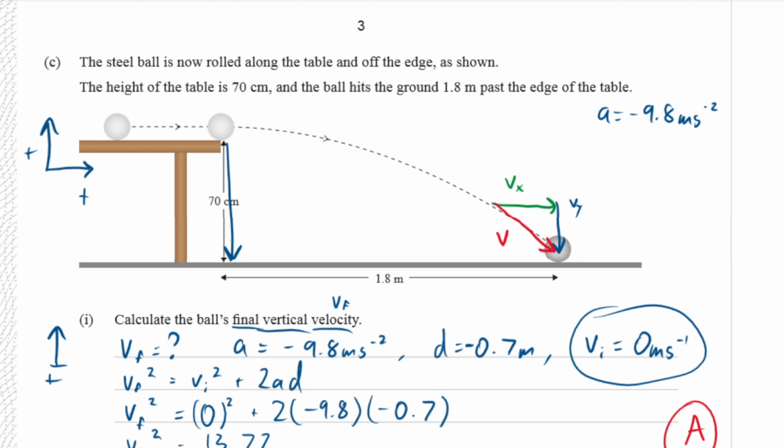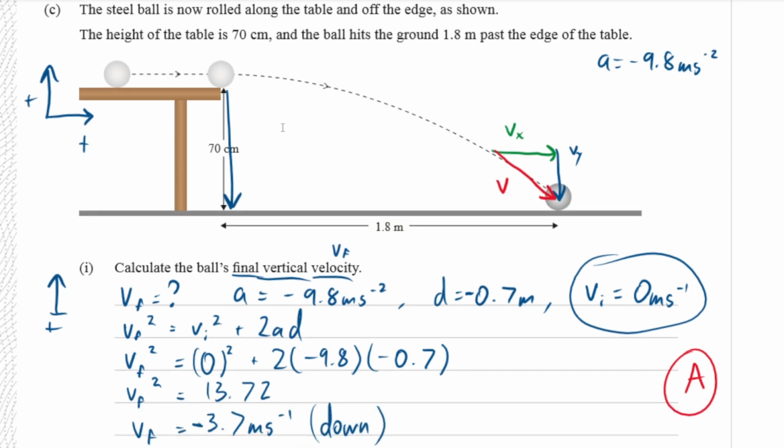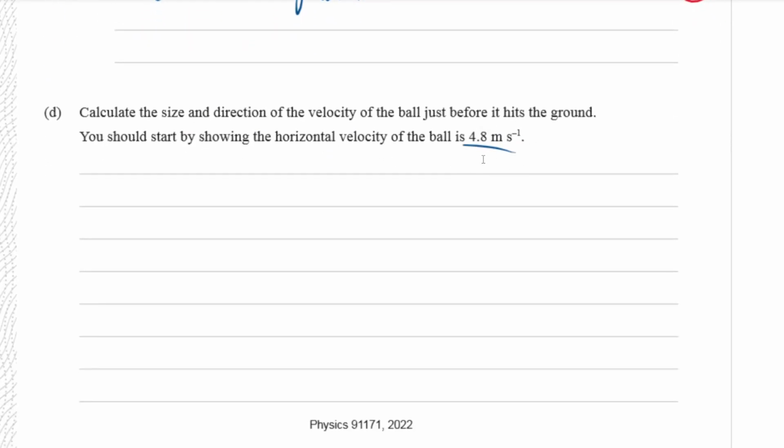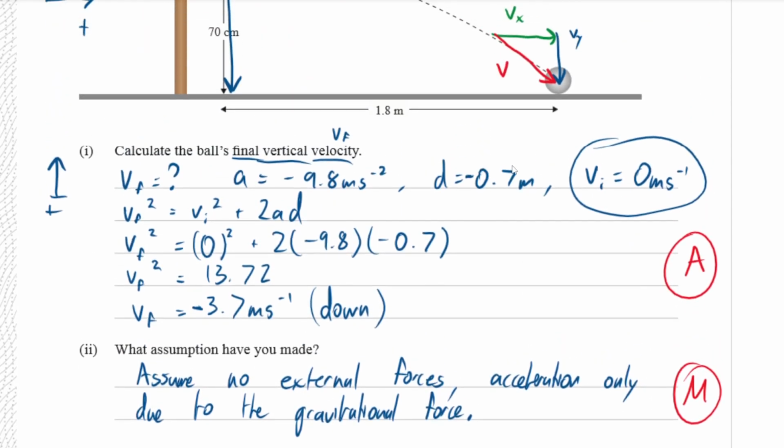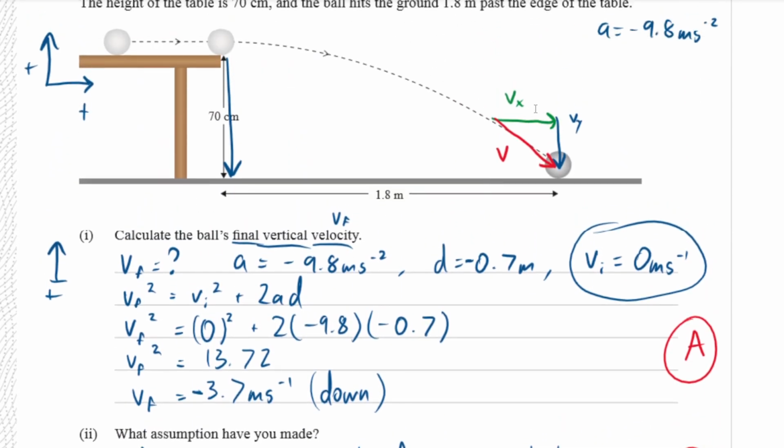So once more, that blue arrow Vy, we've already found, that's 3.7 meters per second down. The green arrow, we know actually from the question that it should be 4.8 to the right, but we need to show that. And once we've done that, we can then use vector addition to find the magnitude and the direction of the red arrow, v or Vf, right? Its final velocity. So let's go about finding Vx first.